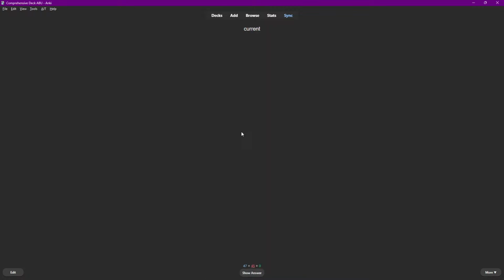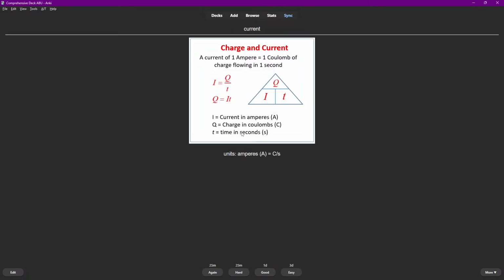Current. I is equal to V. Wait. Current is equal to I is equal to Q over time, or V divided by R. Yes.